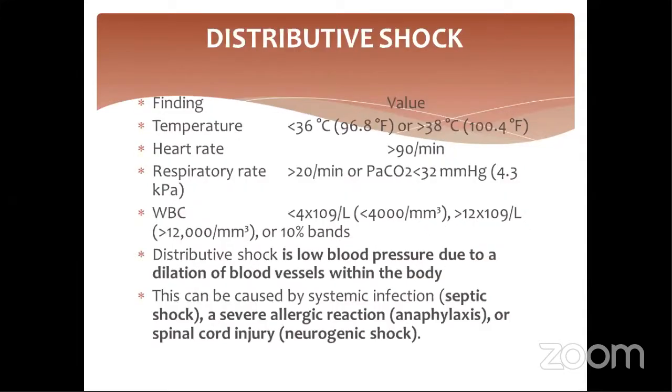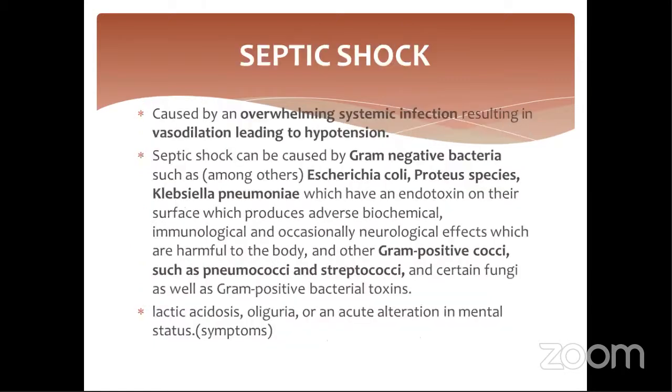So distributive shock, what is the main sign of that? It is very low blood pressure due to the dilatation of blood vessels. So what are the main contributing factors? Septic shock, severe allergic reaction, and spinal cord injury. We will go through septic shock first.